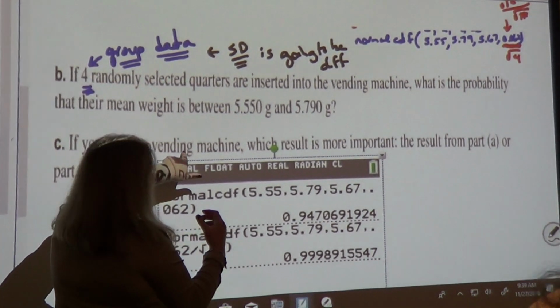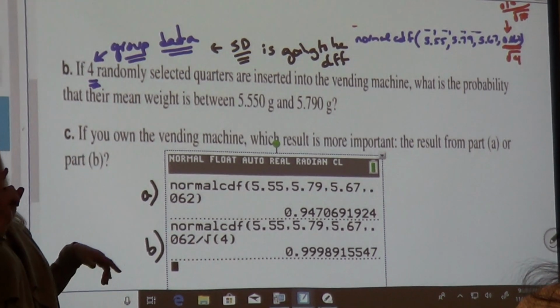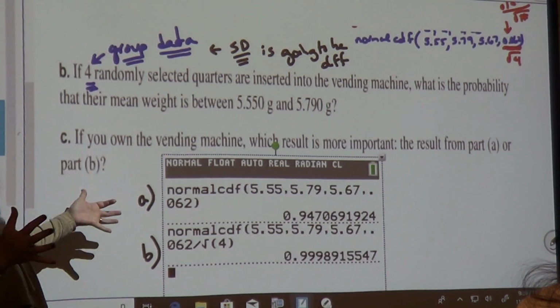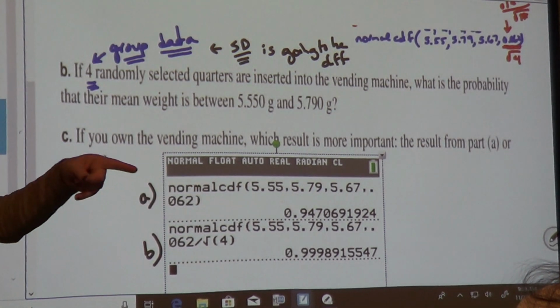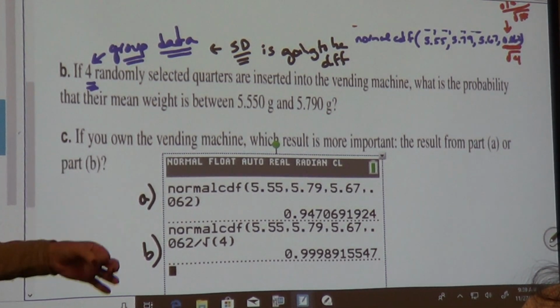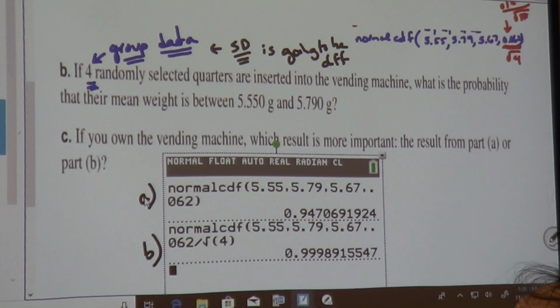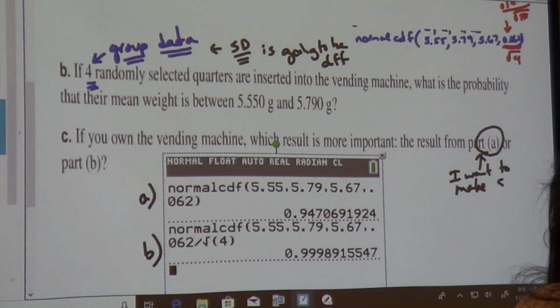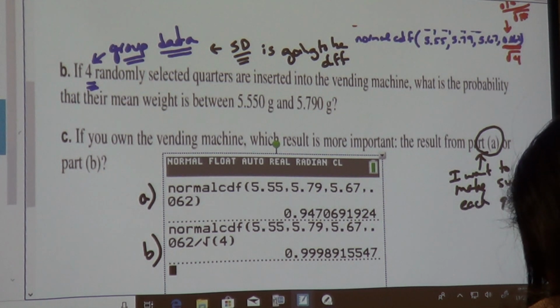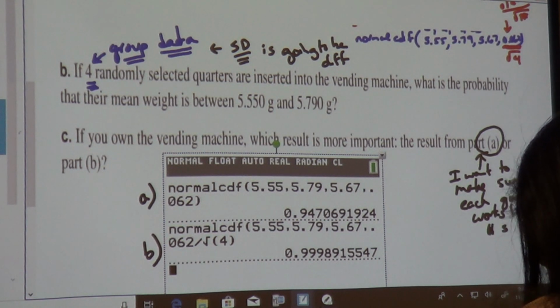Now, if you own a vending machine, which is more important, A or B? Is it more important that you worry about one quarter, or a group of quarters? One quarter, because I care about each individual quarter going in there, because that's money to me. So part A is more important because I want to make sure each quarter works. That's money in my pocket.